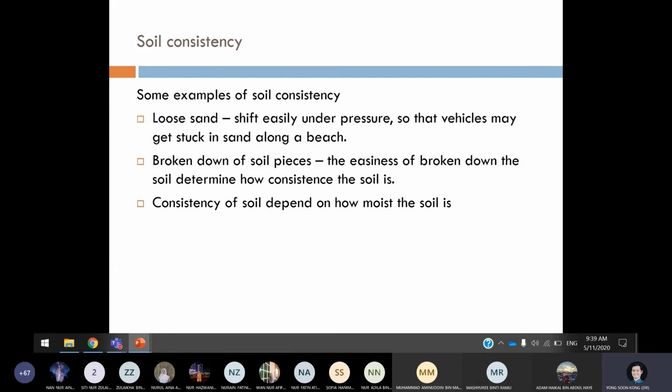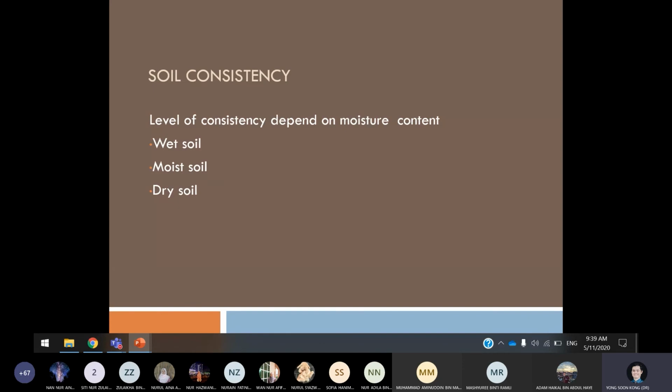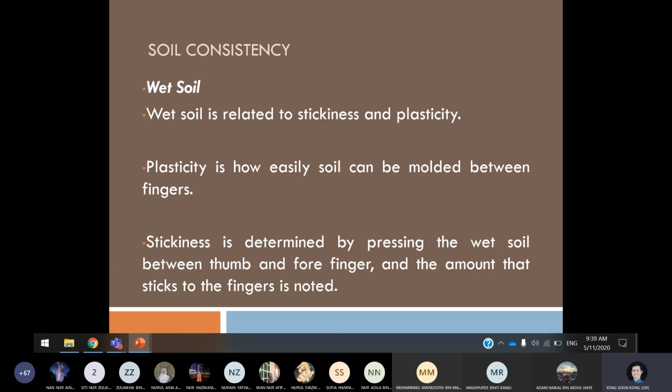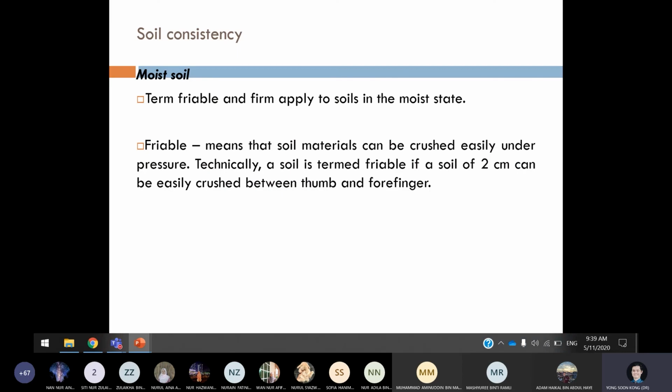Apart from clay, high organic content can also cause all that stickiness. And of course, it is also affected by wet and dry soil, because moisture is there to cause the adhesion, plasticity, and stickiness. So I won't sit too long on this one.